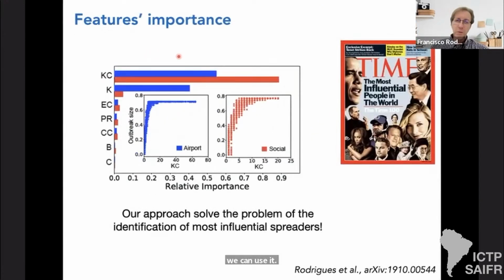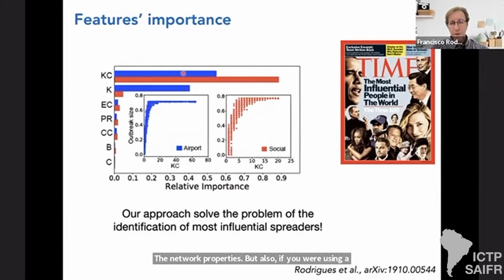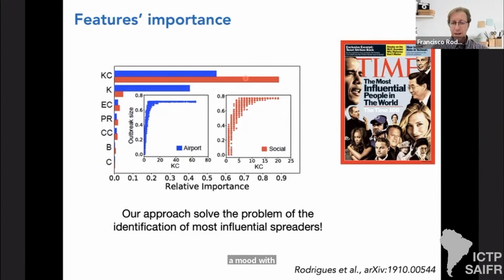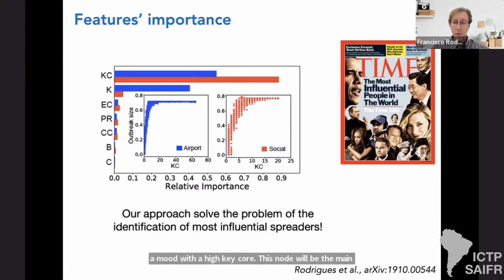But also, if you use the random forest algorithm, we can try to predict the influence of each network property on the dynamic variable. For example, for epidemic spreading, we can see that the k-core is the most important one. If you have a node with a high k-core, this node will be one of the main spreaders, the most influential spreaders. So this is a very important problem in complex networks, and this idea can be used to infer this importance. You know that in society, some people are more important than others. So we can try to infer the importance by using machine learning.